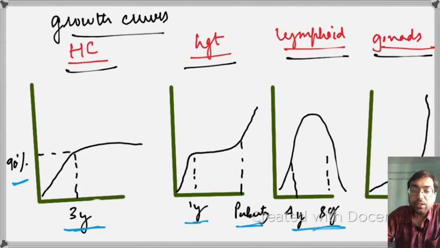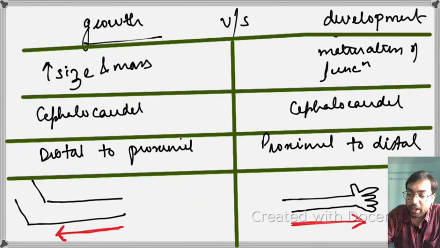So once a question came: maximum height velocity is seen at what time? So don't answer puberty, because maximum height velocity is in the first year, because from 50 it becomes 75 centimeters. So it increases 25 centimeters per year. It is maximum. Okay.